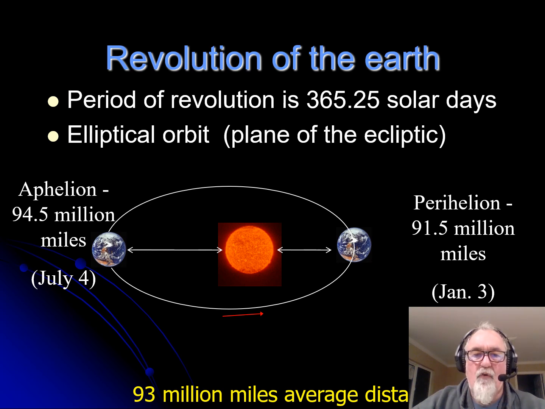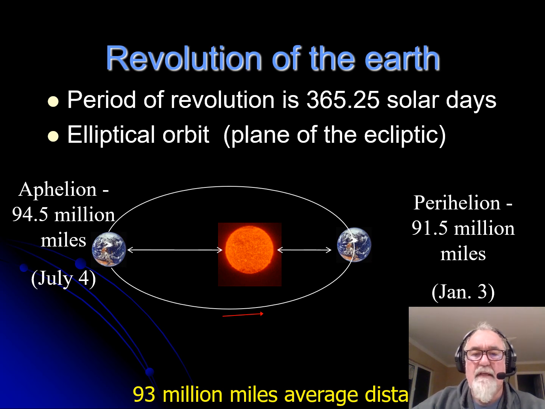That's because we don't have a perfectly circular orbit. We have an elliptical orbit going around the sun. It's about 3 or 4% away from being perfect, but that is enough to account for this 94.5 million miles, the furthest distance, and 91.5 million miles, the closest distance to the sun, with an average of 93 million miles.